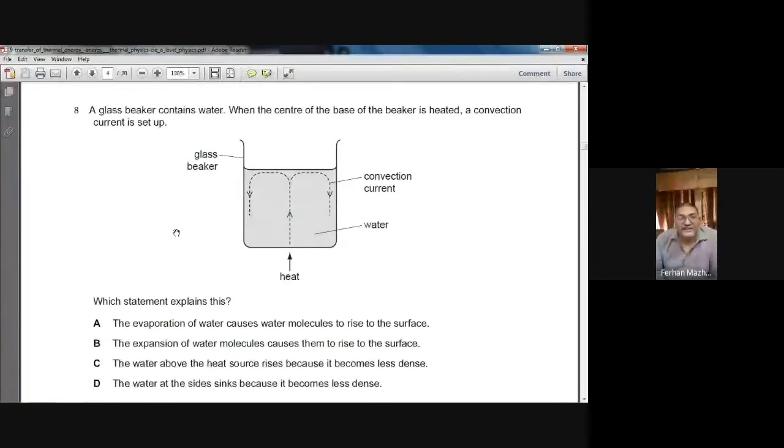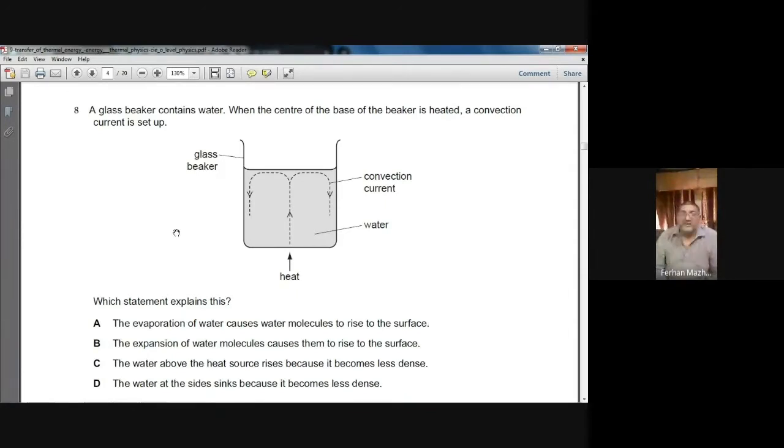The convection currents are set up due to the density changes. Remember that word, density change. The heat is transferred by the convection currents because of the density changes. Remember these words. A option, the evaporation of water causes water molecules to rise to the surface. Wrong. B, the expansion of water molecules causes them to rise to the surface. The molecules of the water do not expand. The space between the molecules of the water will increase.